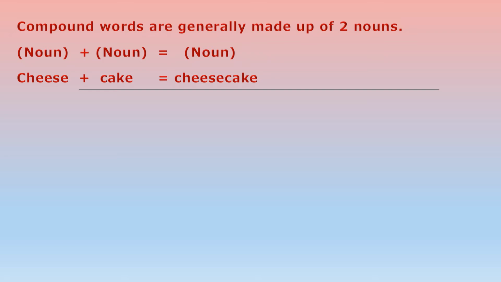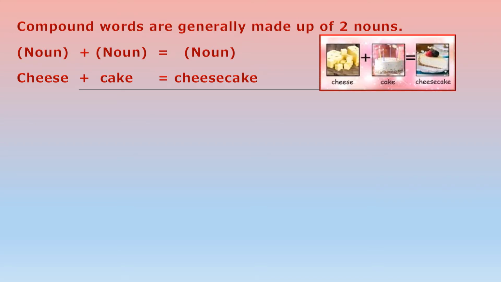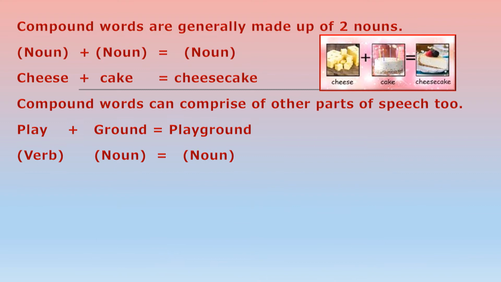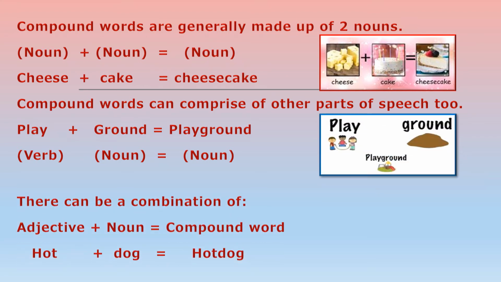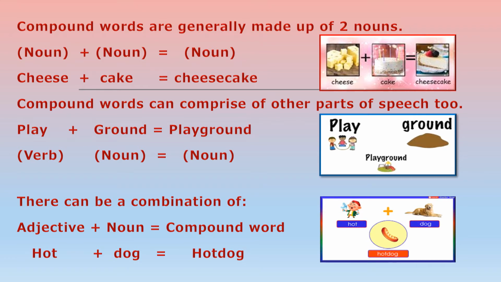Compound words are generally made up of two nouns. For example, cheese and cake, both nouns, give you another word which is cheesecake, also a noun. Compound words can also be made up of other parts of speech. For example, a verb and a noun. The verb is play and the noun is ground. So you get the compound word playground. There can be a combination of adjective and noun. A describing word, hot, plus dog, which gives you something totally different, which is a hot dog.